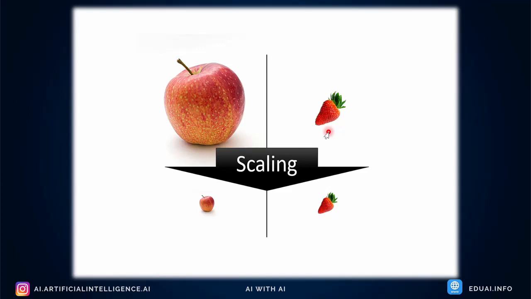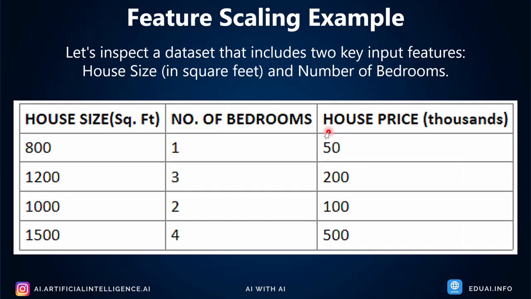Let me give you a more technical example. Look at the dataset here, which includes two key features: size of the house, which is in square feet, and number of bedrooms. If you observe, size of the house is given in square feet, which is 800, 1200, 1500 square feet, and in the other column, the number of bedrooms is given, which is 1, 3, 2, 4. And what do you observe? The difference in the range is vast between two numerical features.